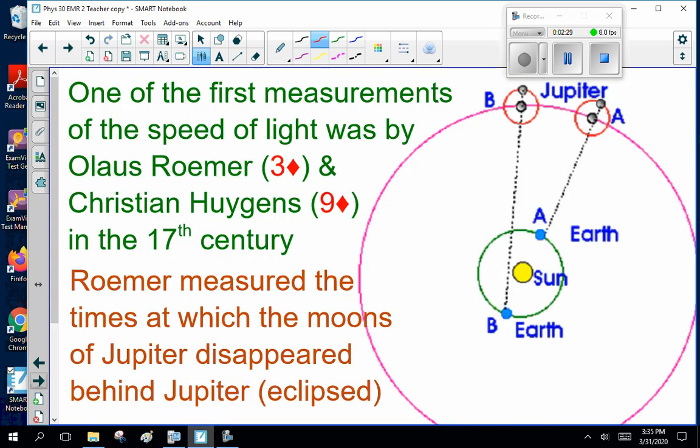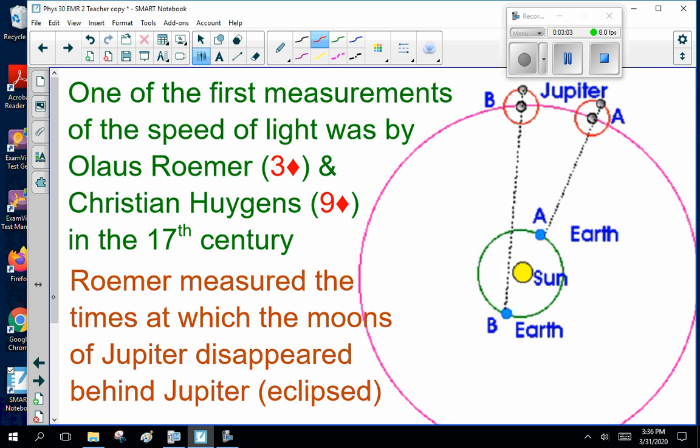Now, one of the first accurate measurements, relatively, of the speed of light was by Olaus Rømer, 3 of diamonds, and Christian Huygens, 9 of diamonds, in the 17th century. Once again, if you're one of my students, you know I've printed off a set of cards, 52 cards. Each one of them is one of the scientists that you're supposed to know about. Olaus Rømer is 3 of diamonds, Christian Huygens is 9 of diamonds. If you're not in my class, email p.sutton@hpsd.ca and I'll forward you a set of cards.